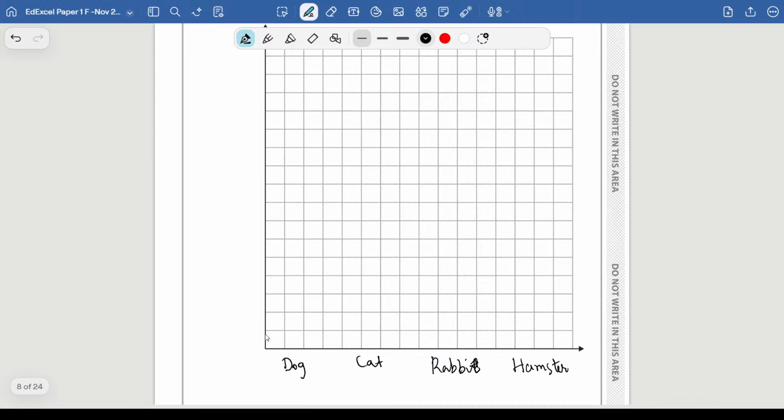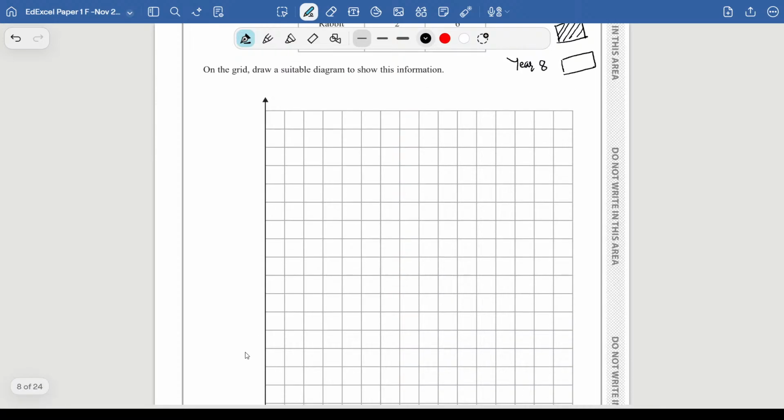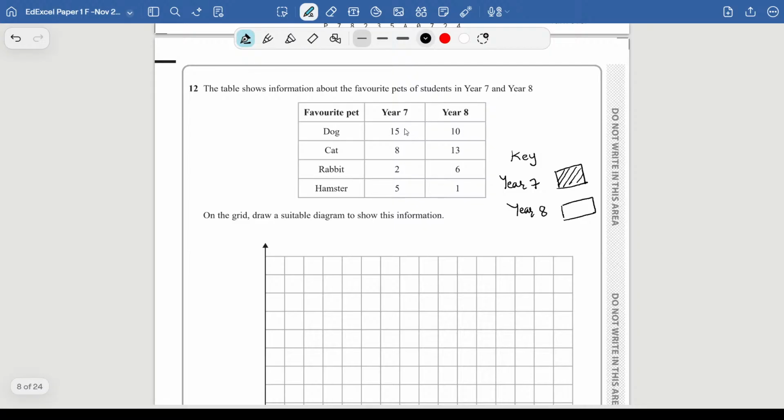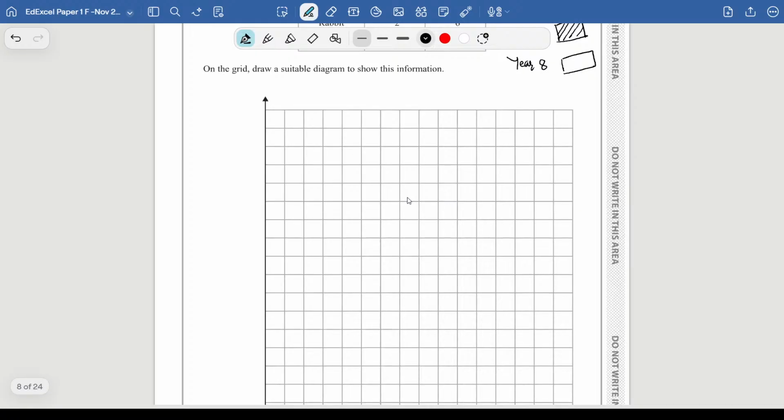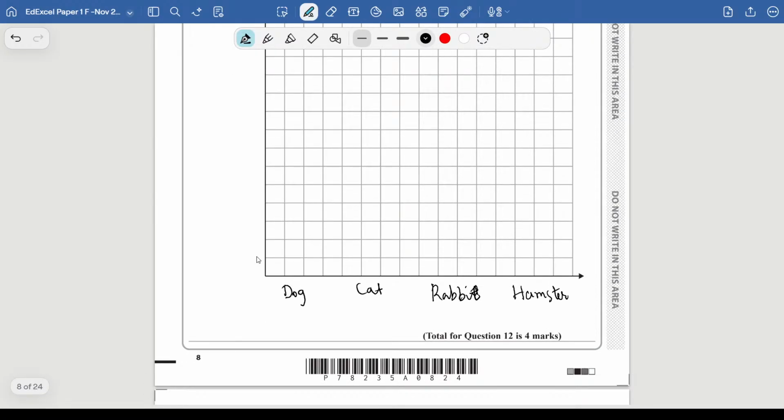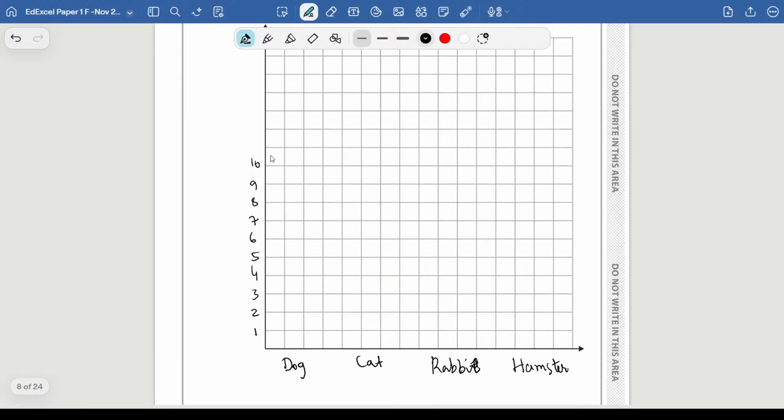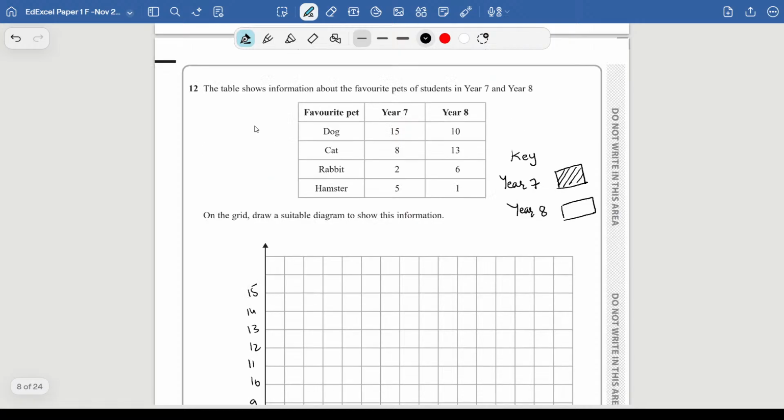And then on the y-axis, what's the scale we have here? The maximum number of students is 15. So I can have each one of them for 1, 2, 3, 4, 5, 6, 7, 8, 9, 10, 11, 12, 13, 14, 15. That's it, right? Okay, let me write these numbers here so that I don't have to scroll again.